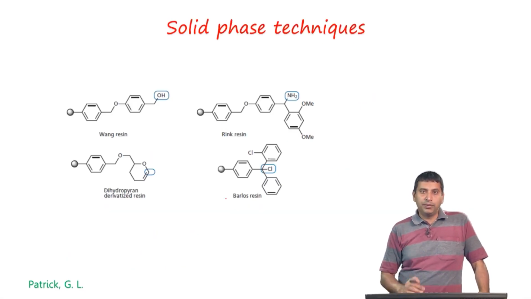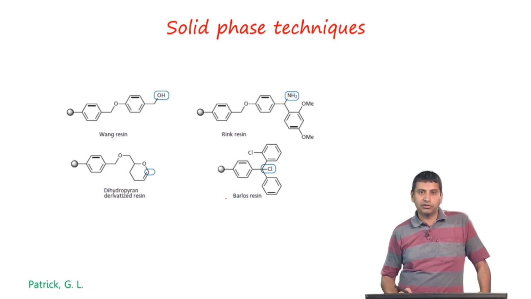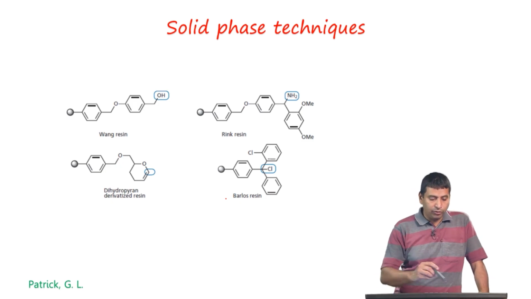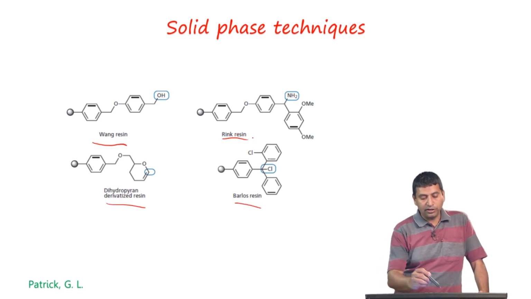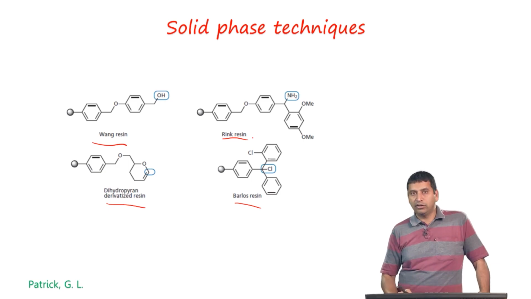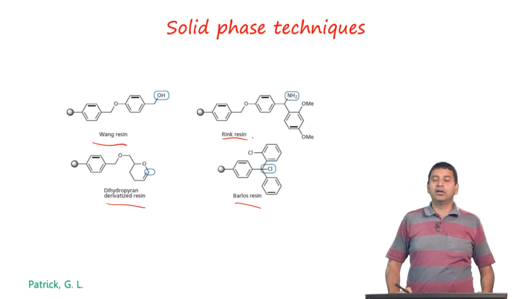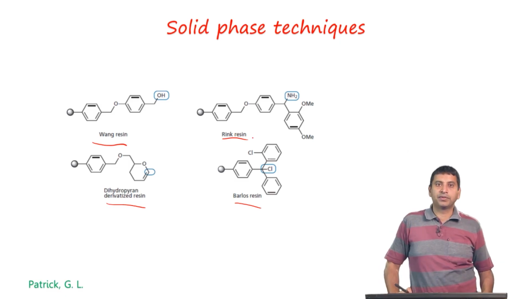So, here are some examples of many solid phase techniques that have been developed over the past 2-3 decades. And so, you have a Wang resin, you have a dihydropyran, Barlow's resin and Rink resin. We will not spend any time on this, but these are available for using for solid phase synthesis.